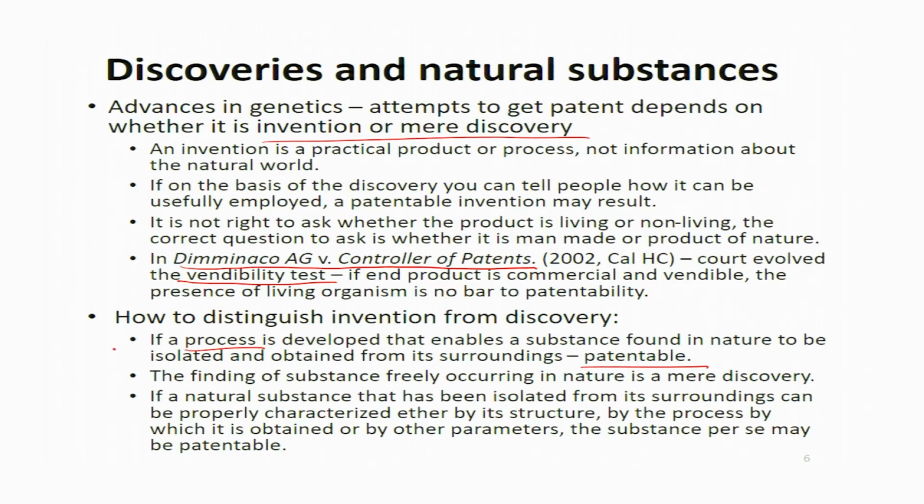So, there are two situations when something discovered may become patentable subject matter. One, a process patent can be claimed if you develop a process to isolate a naturally occurring substance from its habitat. Second, when the isolated thing can be characterized on the basis of some properties, that isolated thing per se can also be granted patent protection. So, these are some of the tools to understand how to distinguish invention from discovery.